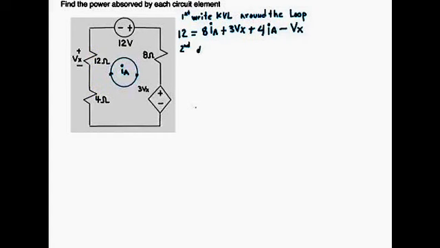Second, we need to find the equation for the dependent source that's across the 12 ohm resistor. And so v sub x is going to be equal to 12 times the current. Current goes in the opposite direction, so that's going to be minus 12 I sub A.